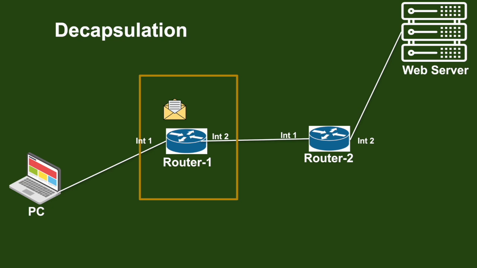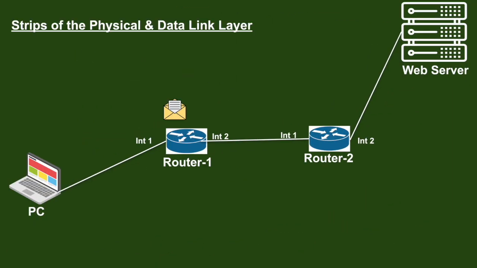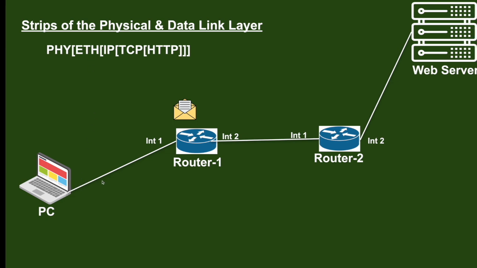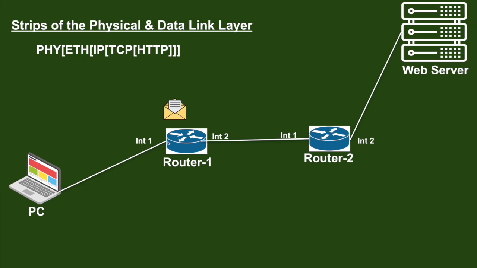So let's see how the router does that. At this stage, once the packet arrives, it does a concept called decapsulation. How does it decapsulate? It strips off the physical and data link layers. When the packet reaches router 1, it will look like this. The physical layer will be carrying the encapsulated Ethernet. And remember, there are two major fields in the Ethernet header. One was the PC's MAC address, and another was interface 1's MAC address.